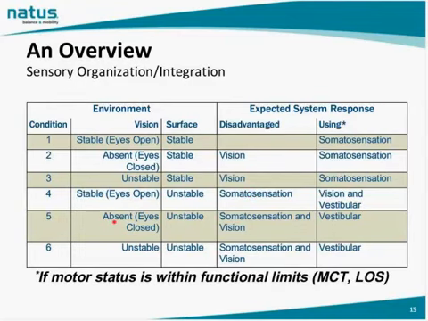The fifth condition, the eyes are closed, the floor is sway referenced, so both somatosensory and vision are out of the picture, and now you're putting maximum stress on the vestibular system for the maintenance of balance control. And in the sixth and most difficult condition, both the visual environment and the floor are sway referenced, so now somatosensory and vision are again unstable or disadvantaged, and the vestibular system is maximally challenged for the assessment and control of that patient's balance.